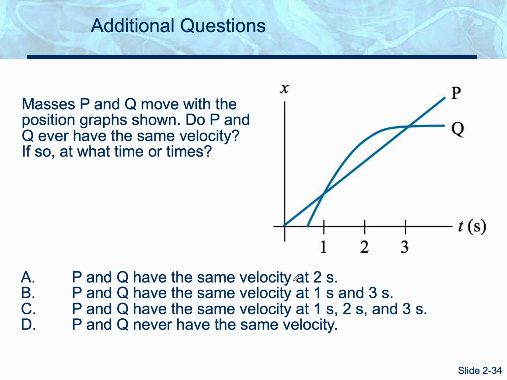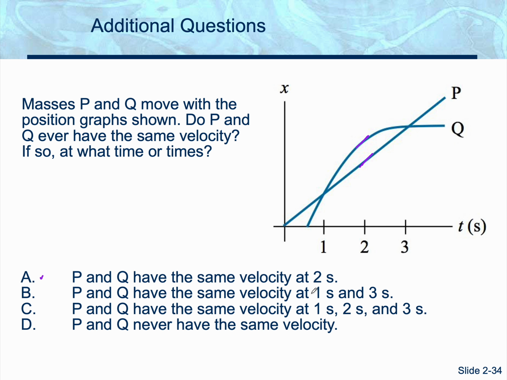P and Q have the same velocity at 2 seconds. Well, if we look at 2 seconds, the slope of this one's this way. All right, 2 for this one might be the same if we draw a tangent line at that point. Maybe. I'll put a little check mark by it.